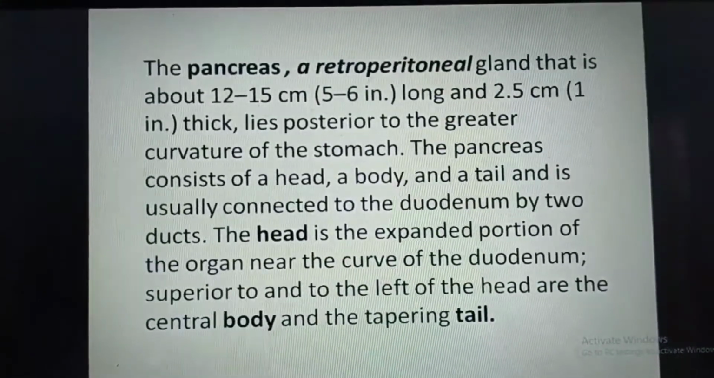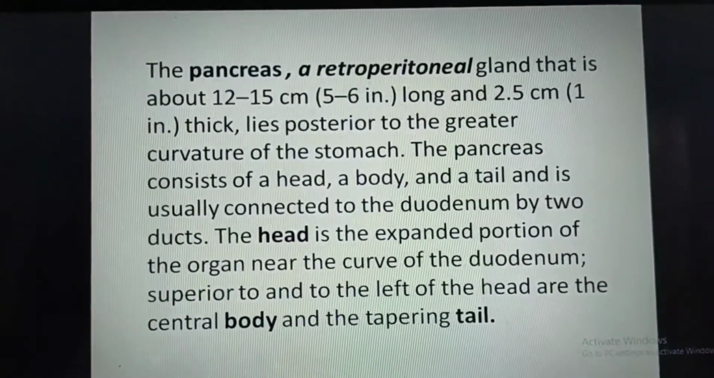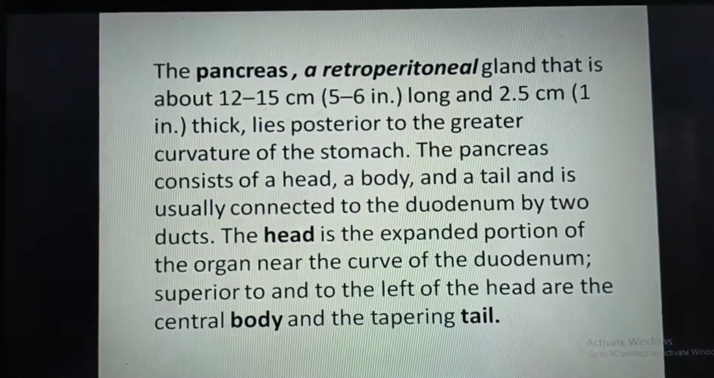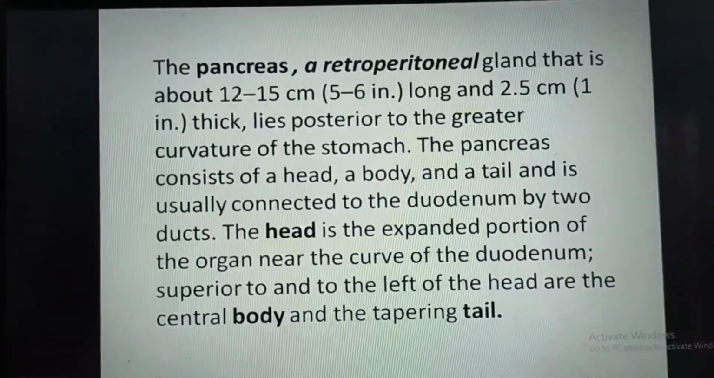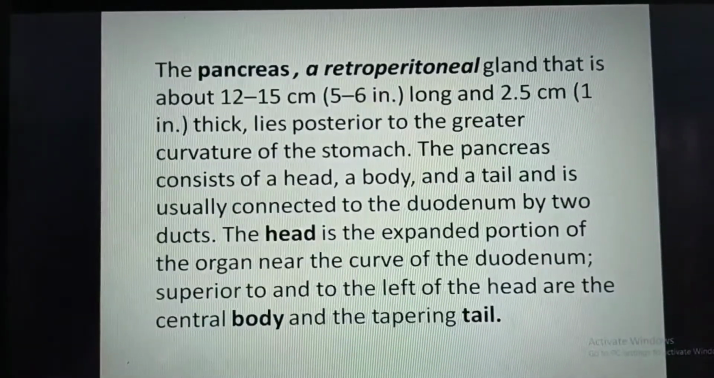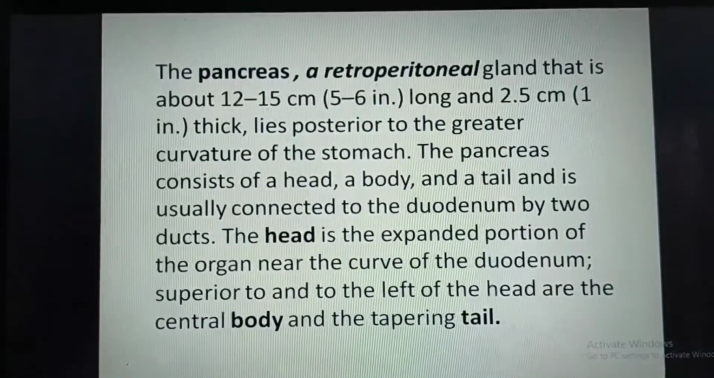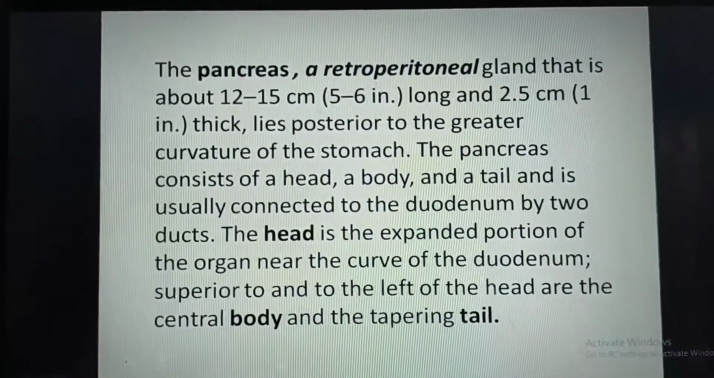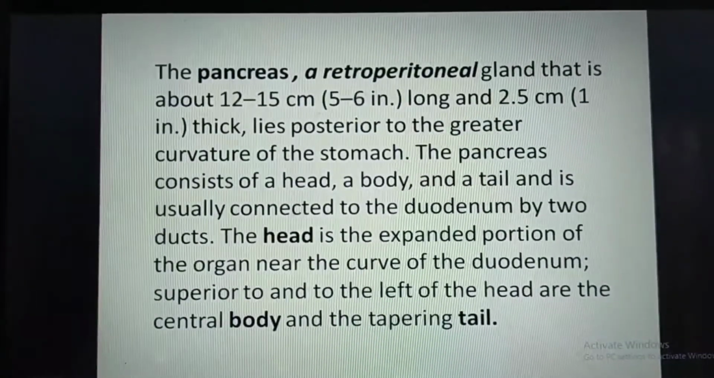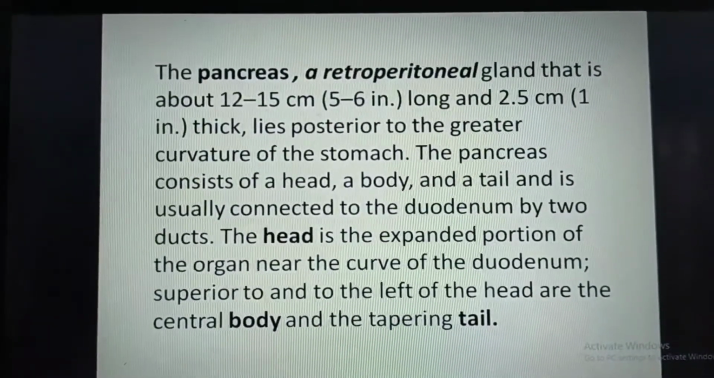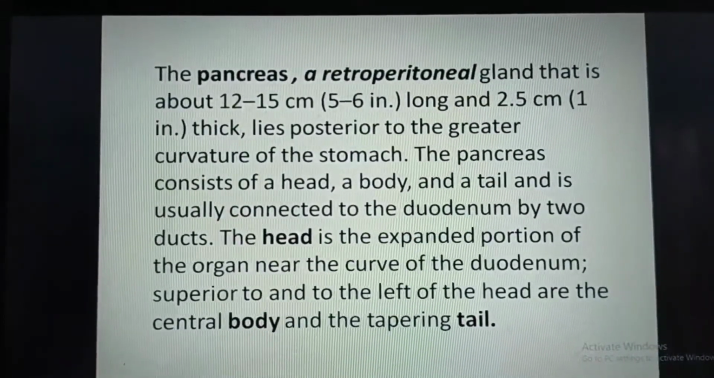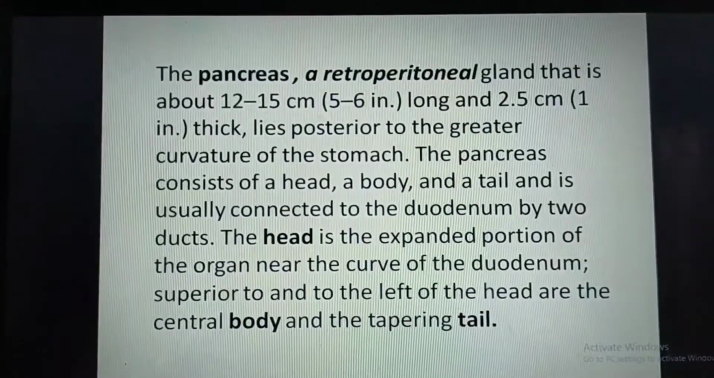The pancreas is a retroperitoneal gland that is about 12 to 15 centimeter long and 2.5 centimeter thick. It lies posterior to the greater curvature of the stomach. The pancreas consists of a head, a body and a tail, and is usually connected to the duodenum by two ducts. The head is the expanded portion of the organ near the curve of the duodenum. Superior to and to the left of the head are the central body and the tapering tail.